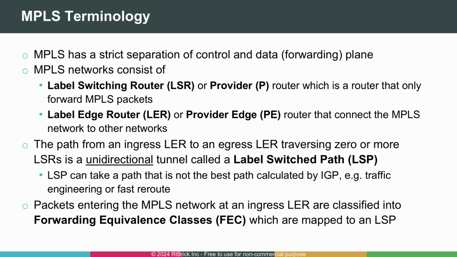An LSR that connects to non-MPLS networks is called a label edge router or LER. In MPLS VPN context, LERs are typically called provider edge routers or PE routers. An LER performs packet classification and assigns labels to incoming packets. It also understands standard network protocols like IPv4 and IPv6 and maintains full IP routing tables.